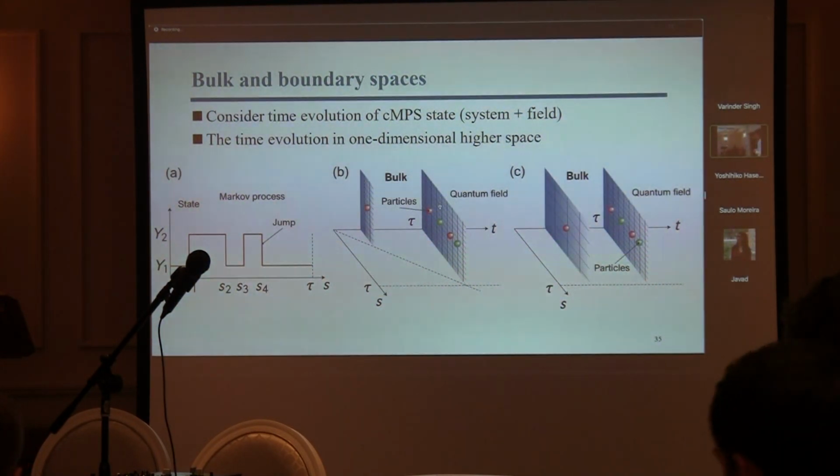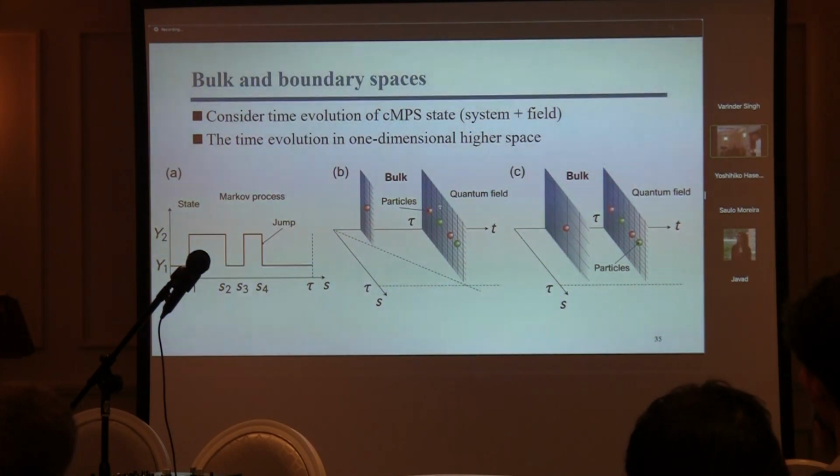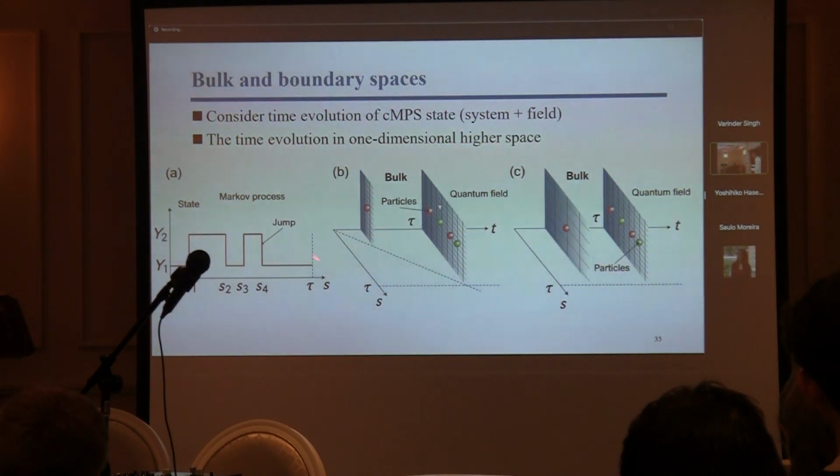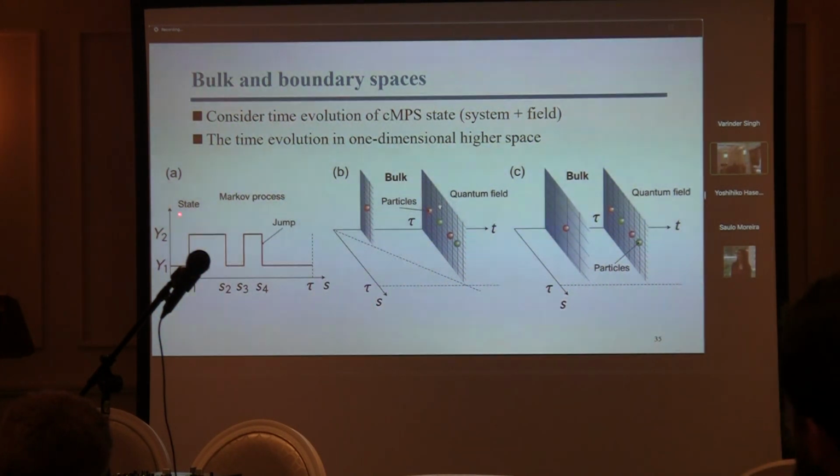So in order to unify these two, QSL and TUR, let me use the time evolution of the CMPS state. Suppose we have this classical stochastic process, and there is a jump at S1, S2, S3, and S4. And as I said, this kind of Markov process can be encoded into a CMPS state. And this jump state is represented by an operator which creates a particle in the field.